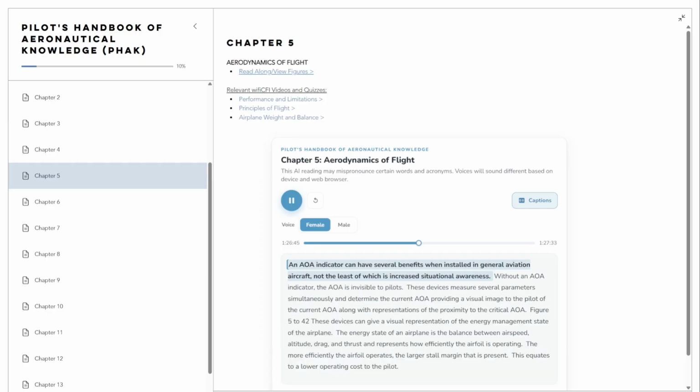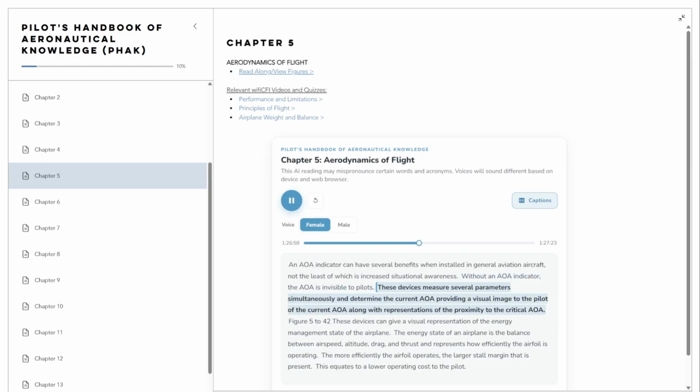An AOA indicator can have several benefits when installed in general aviation aircraft, not the least of which is increased situational awareness. Without an AOA indicator, the AOA is invisible to pilots. These devices measure several parameters simultaneously and determine the current AOA, providing a visual image to the pilot of the current AOA along with representations of the proximity to the critical AOA. Figure 5-42. These devices can give a visual representation of the energy management state of the airplane.